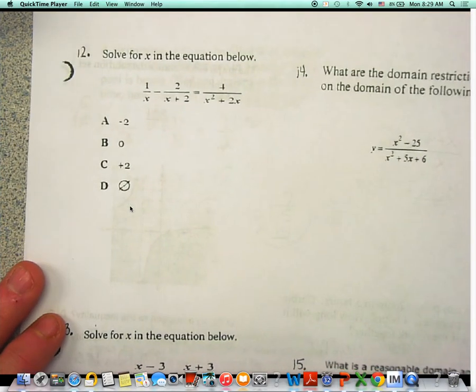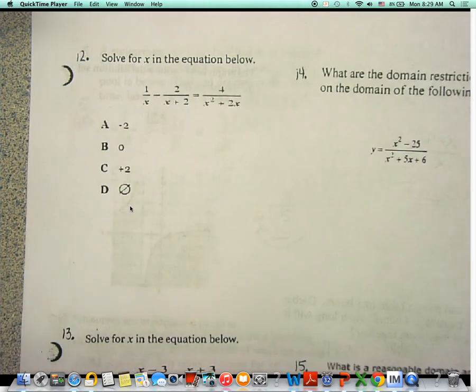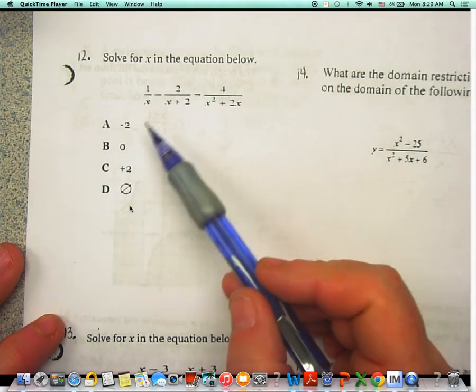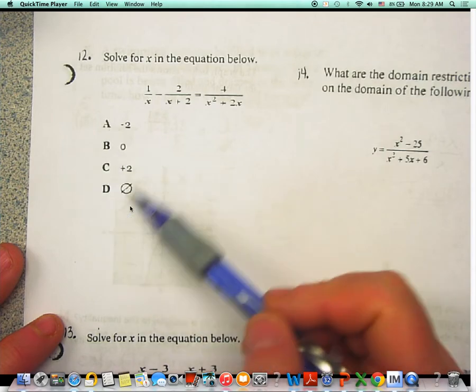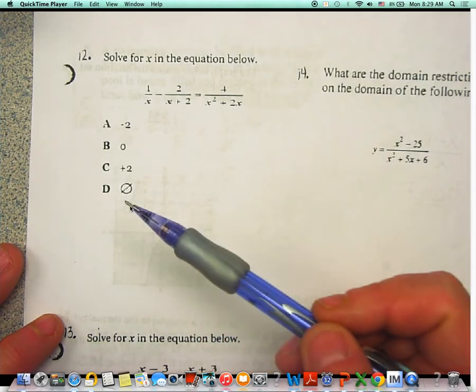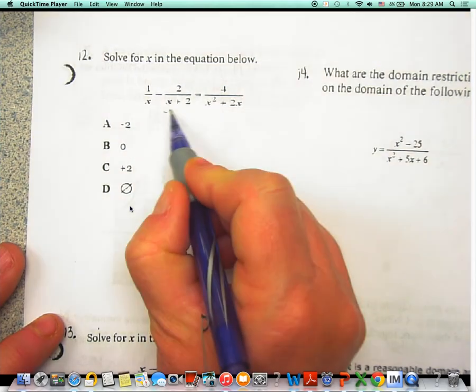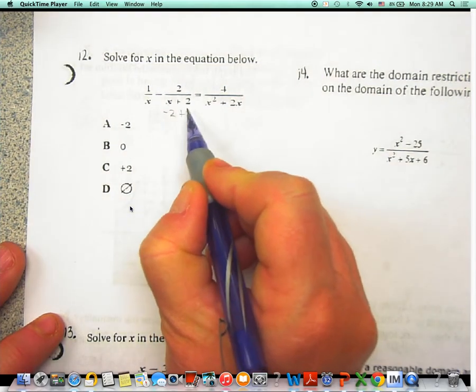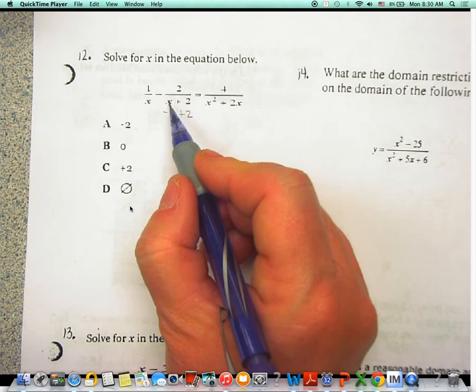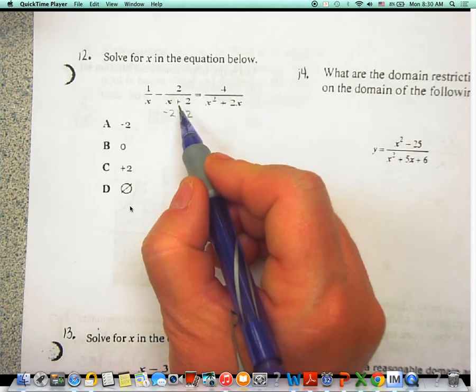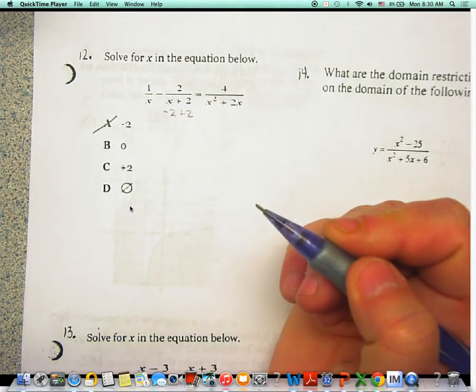Okay, number 12. Solve for x in the equation below. Okay, now you can work all this out, and we are going to work it out, but if it's multiple choice, what can you do? You can plug it in. What if I plug in -2 right here? What happens? You get 0. We can't have 0 in the denominator, can we? So it can't be that one.